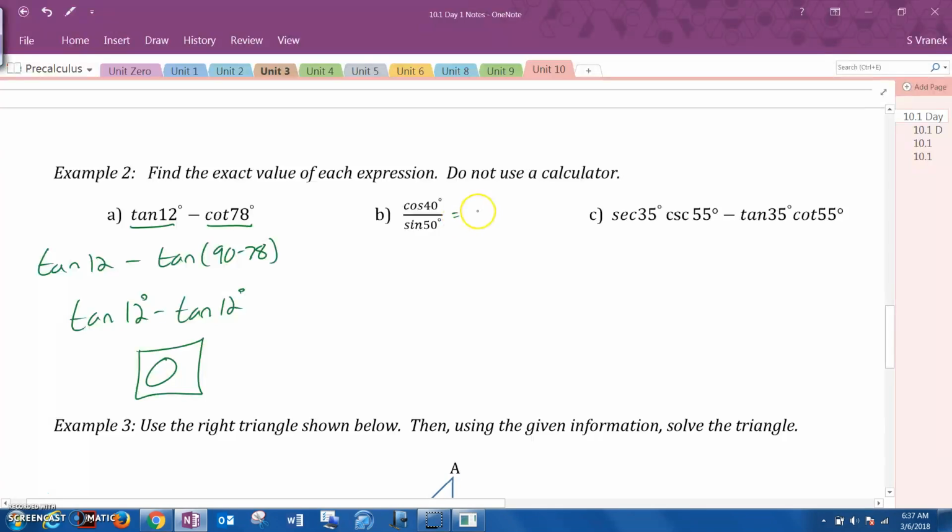Here, I know that cosine is sine of 90 minus the angle. So that's sine of 50 over sine of 50. And when you divide something by itself, you get 1.